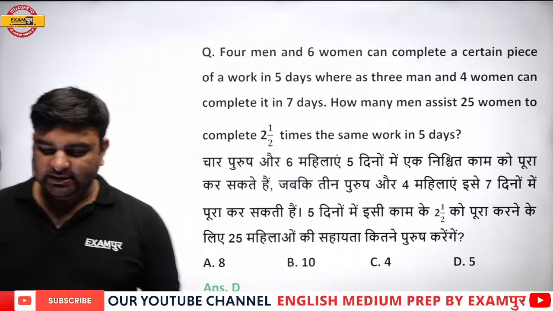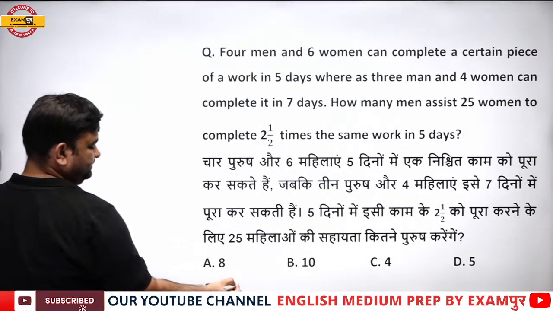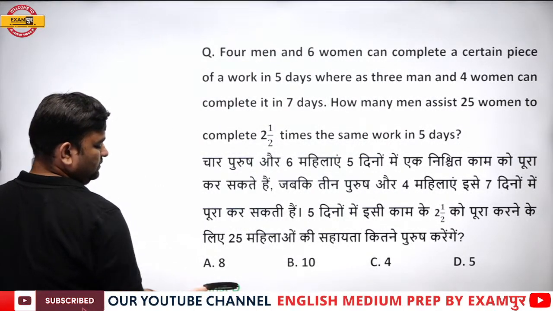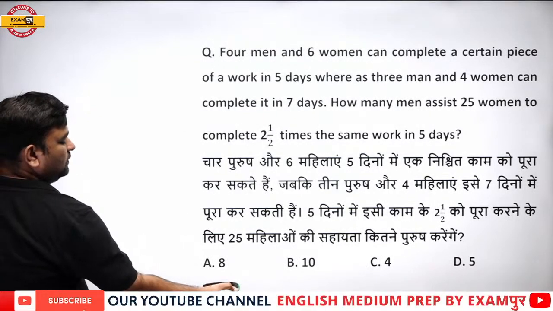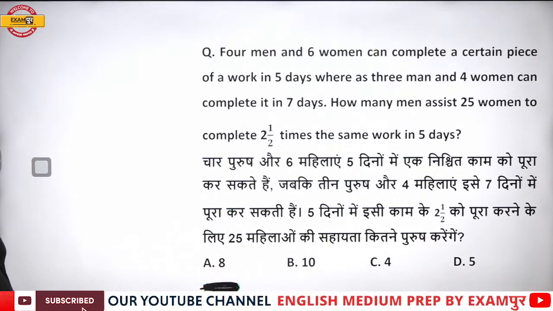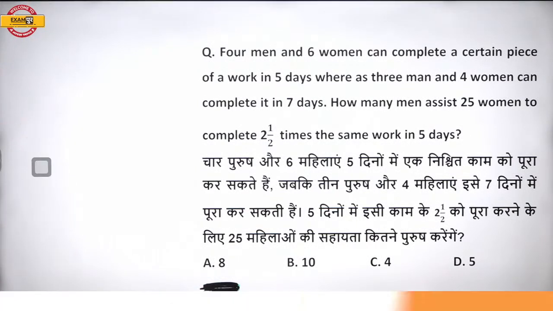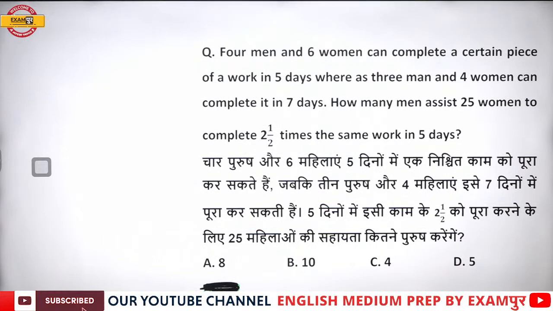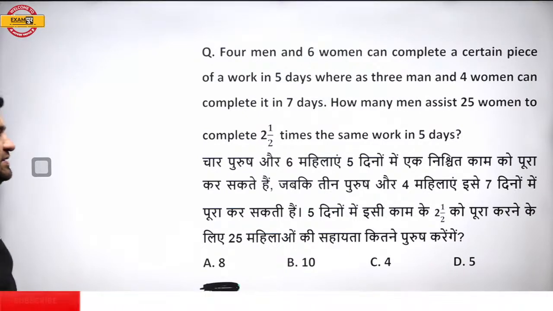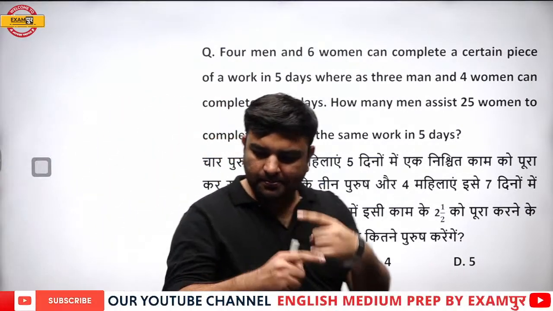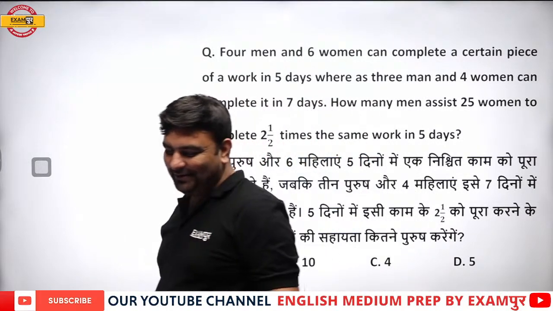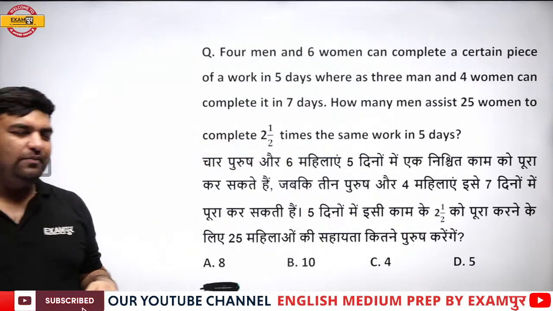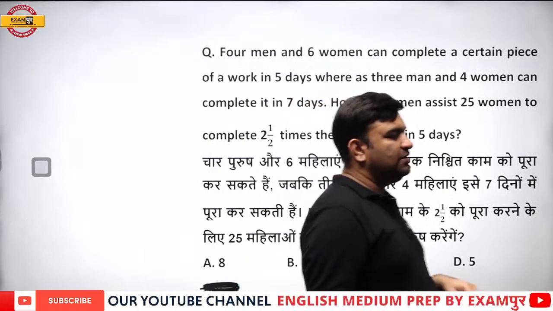Four men, 6 women can complete a piece of work in 5 days, whereas 3 men, 4 women can do it in 7 days. How many men should assist 25 women to complete 2.5 times of the same work in 5 days? Very, very mains oriented. Try to be fast, guys.